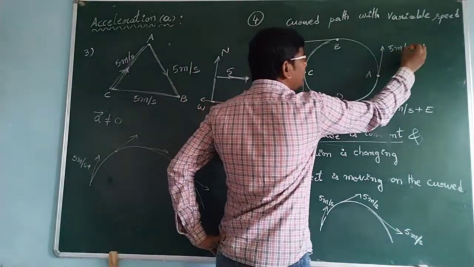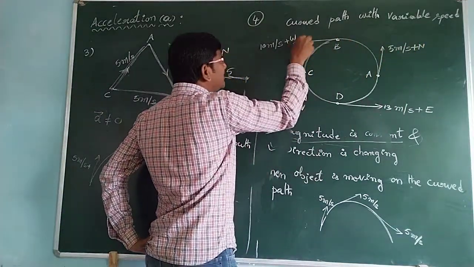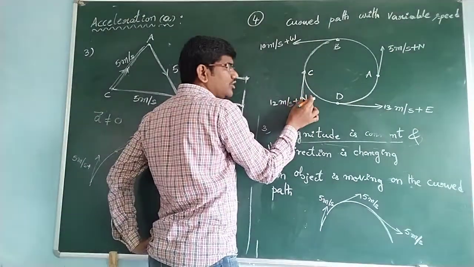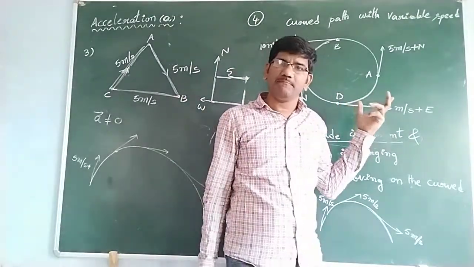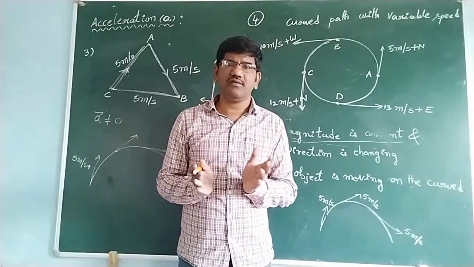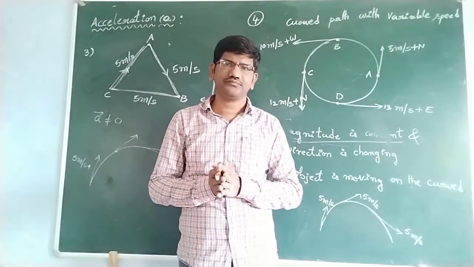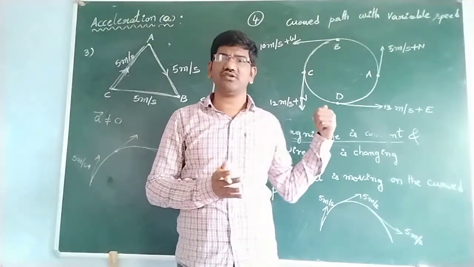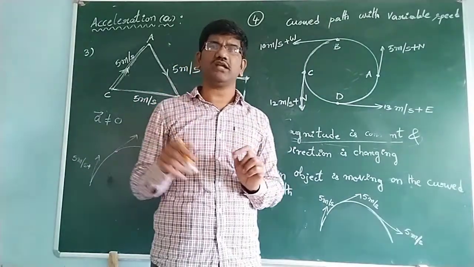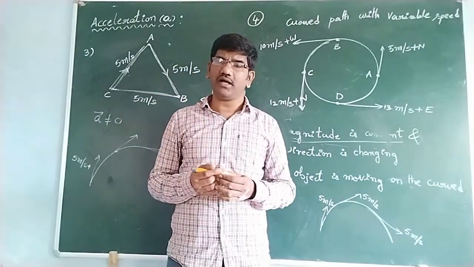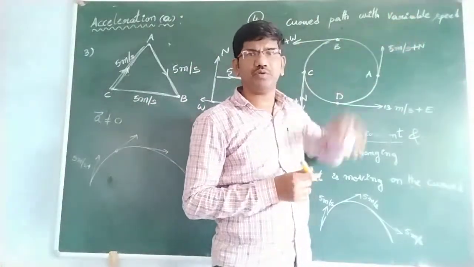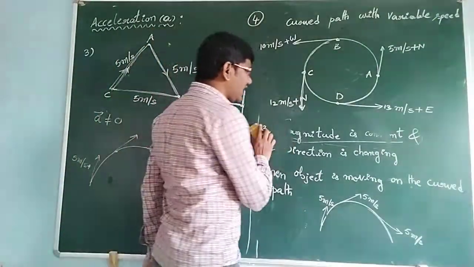Here velocity is 5 meters per second along north. Here velocity is 10 meters per second along west, and here velocity is 12 meters per second along north. So different velocities it is having, and there is a change in velocity because both magnitude and direction are changing. It need not move on a circular path. It can move on a curved path also. When the object is moving on a curved path with variable speed, then also we say that the object has an acceleration.